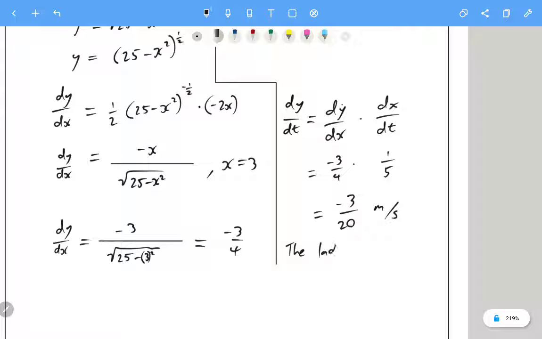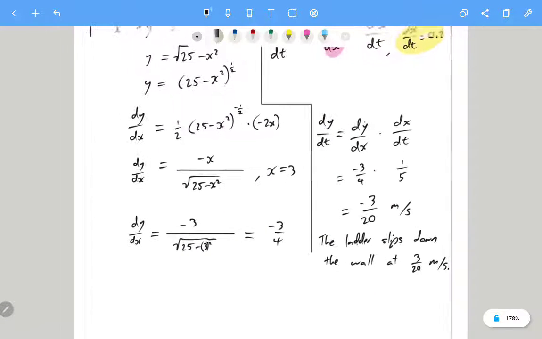So the ladder slips down the wall at 3/20 of a meter per second.